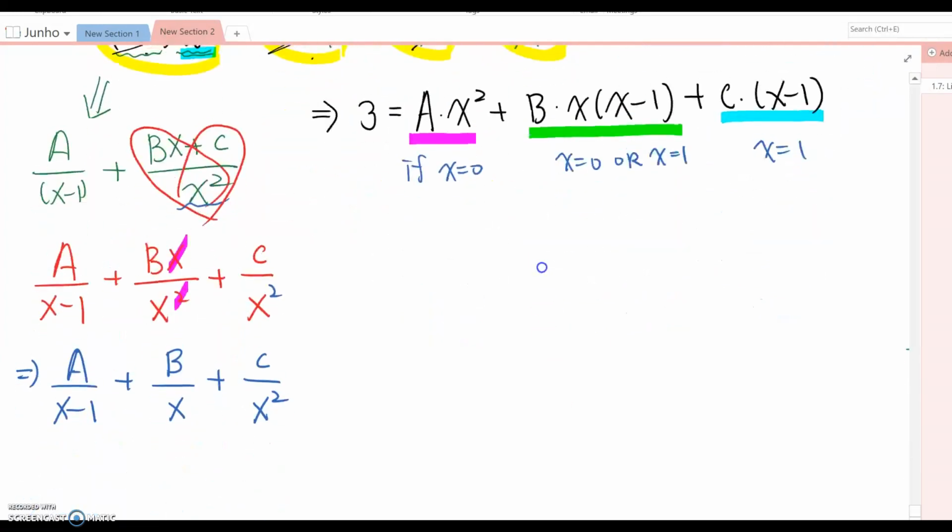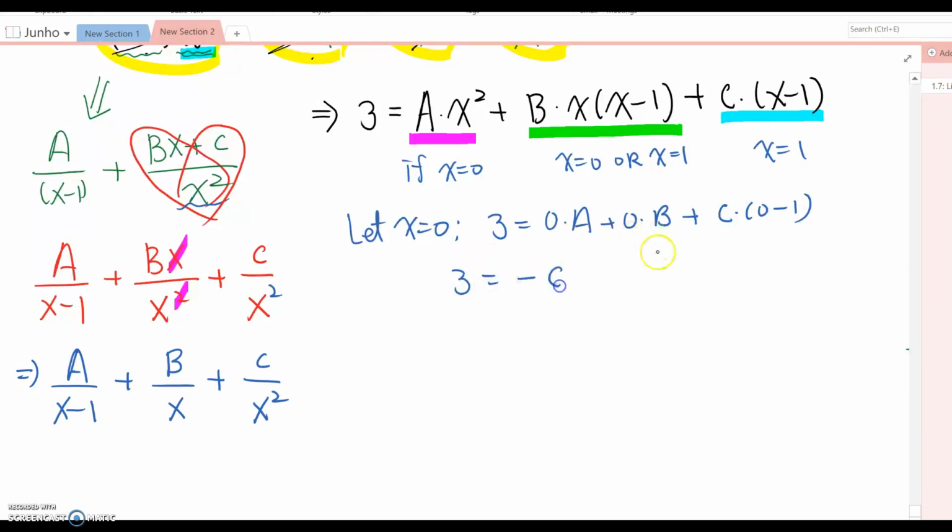So let x equal 0, then this becomes 3 equals 0 times a plus 0 times b plus c times (0 minus 1). Therefore, 3 equals negative c. Therefore, c becomes negative 3. So we found c here.